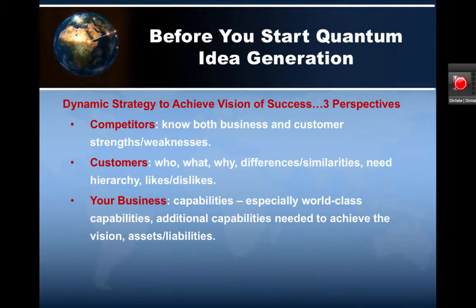Okay. Before you start quantum idea generation, you also need to couple a dynamic strategy to achieve the vision for success. And there's a whole lot of books and everything written on strategy, and I go about it in a way that seems to me to be very practical and powerful. In creating a strategy to accomplish a vision for success, I typically look at three perspectives that I really, really, really want to understand. I really want to understand competitors, both the business and customer strengths and weaknesses.